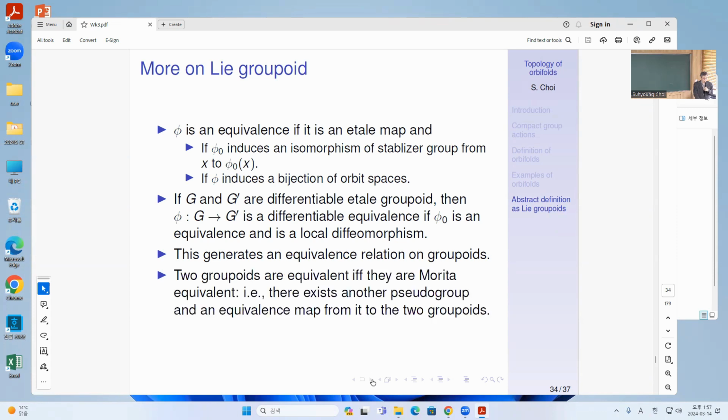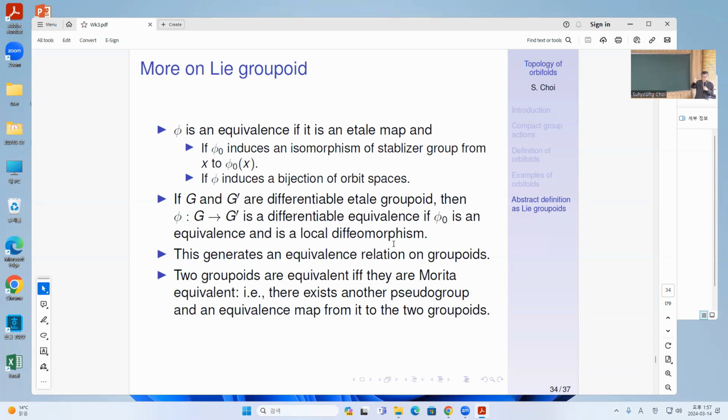So this generates an equivalence relation, but the point is only the Morita equivalence is enough. Morita means that there's another object which is equivalent to both. So if two are equivalent, then there is a third object which is equivalent to this and equivalent to this. Okay, so that's the Morita equivalence. That will be enough to understand all the equivalence.